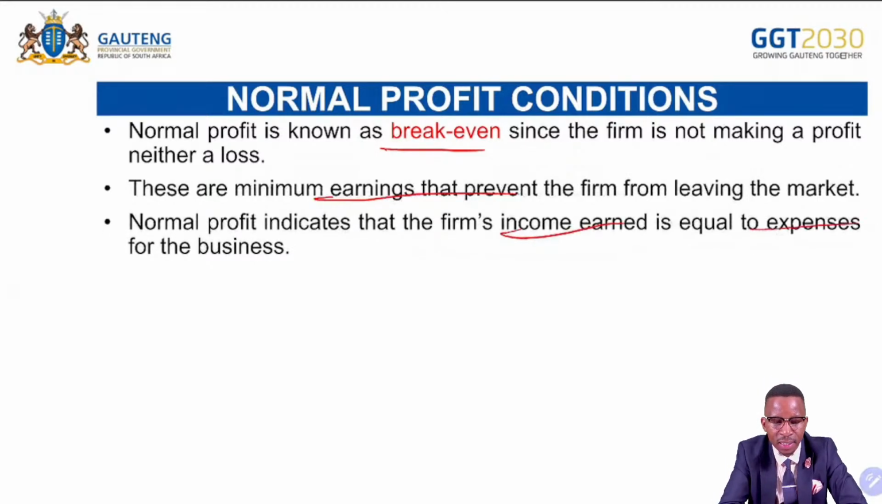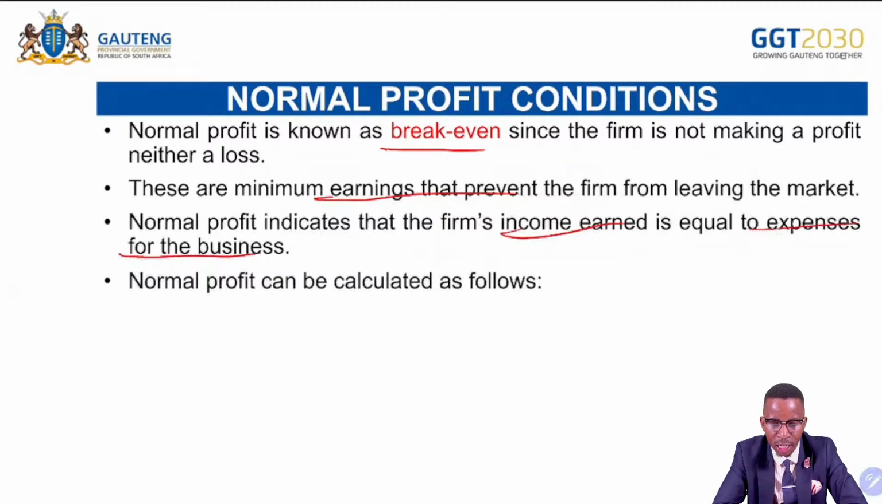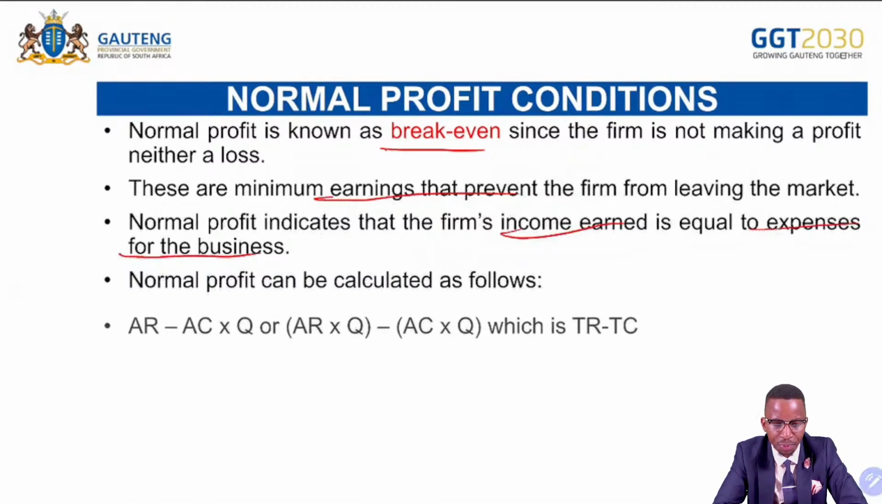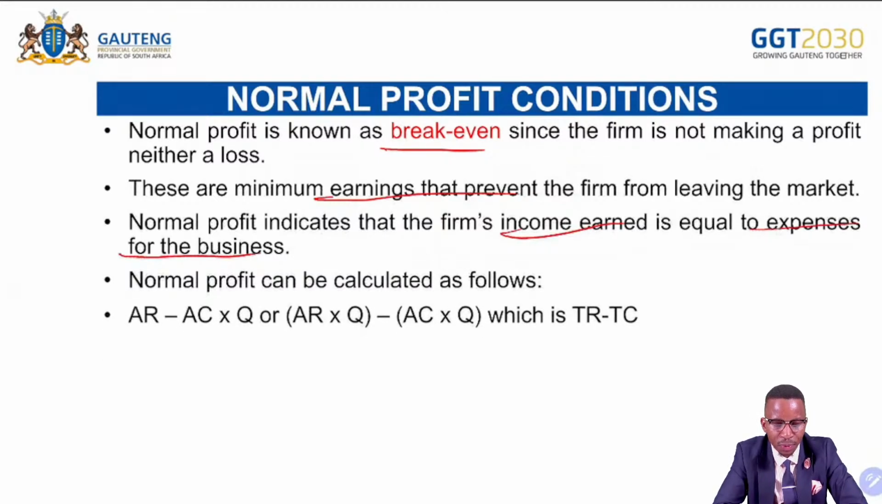These are the expenses that the business incurred during the production process. So that gives us what we call a normal profit. Normal profit can be calculated as follows: normal profit equals AR minus AC times Q.